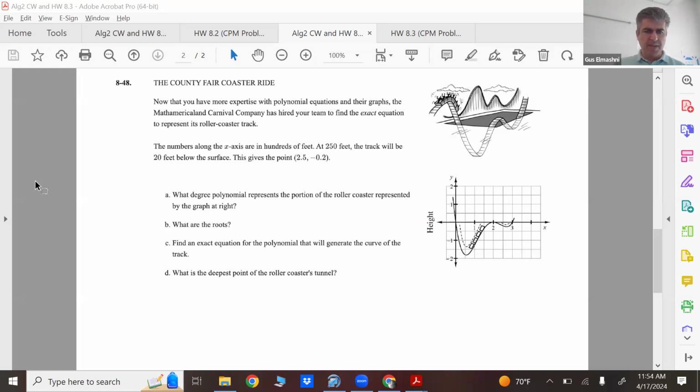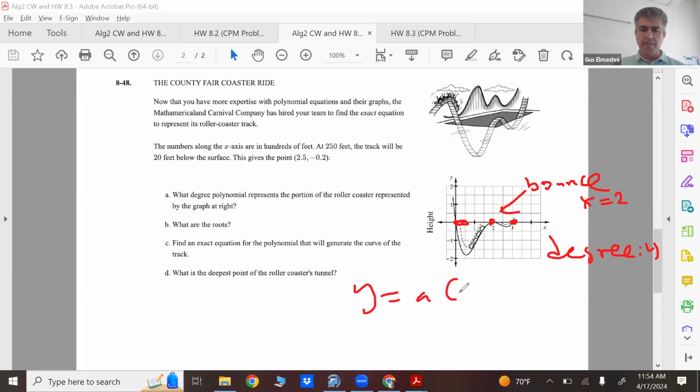Okay, well, how many x-intercepts do you guys see? 1, 2, 3. But there's a bounce. So it's actually going to be degree 4. You can write it like this: y equals a x (x minus 2) squared (x minus 3). So degree is 4. The roots are 0, 2, and 3.